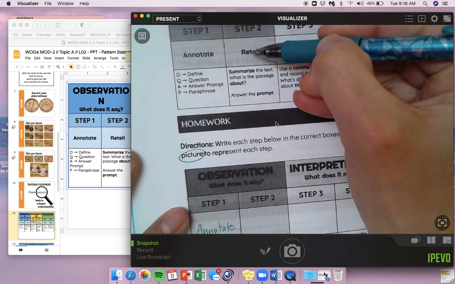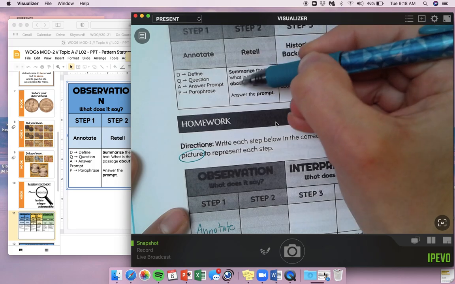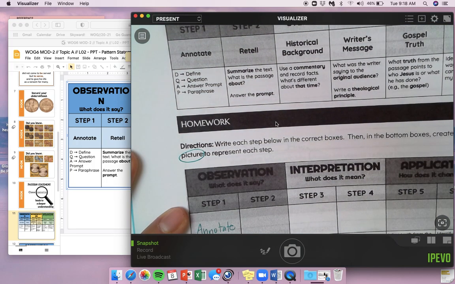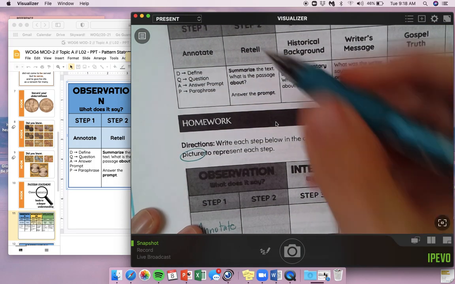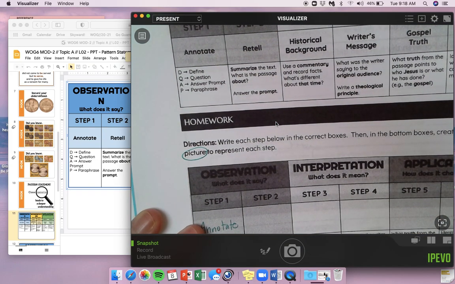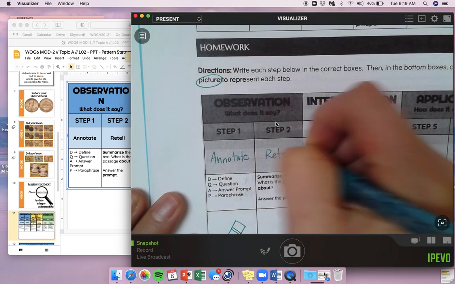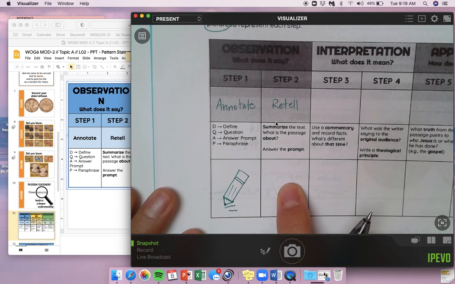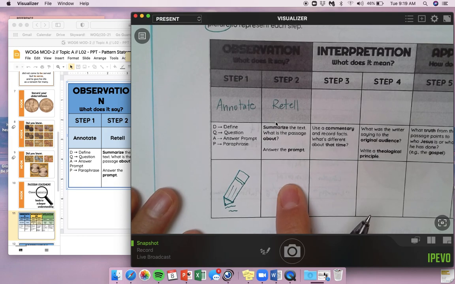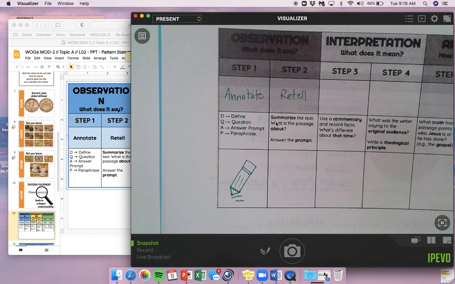So right now, you're going to come back up and look at step 2. Retell is step 2. You're summarizing the text, and you're thinking, what is the passage about? You're sharing. So think about you explaining the text to somebody else. You're going to write that step here, and then you're going to make an image here that shows explaining. Now, you can draw a person sharing, or you can actually think of a symbol, which is different than just a drawing. You get to pick.